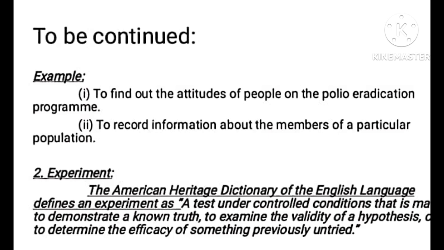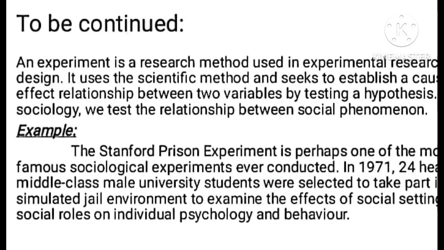Now, the second social research method is experiment. The American Heritage Dictionary of the English Language defines an experiment as a test under controlled conditions that is meant to demonstrate a known truth, to examine the validity of a hypothesis, or to determine the efficacy of something previously untried. So, an experiment is a research method used in experimental research design. It uses a scientific method and seeks to establish a cause-effect relationship between two variables by testing a hypothesis.